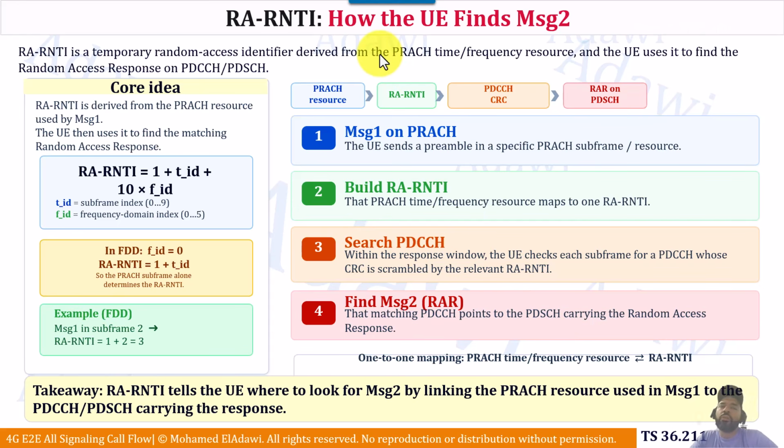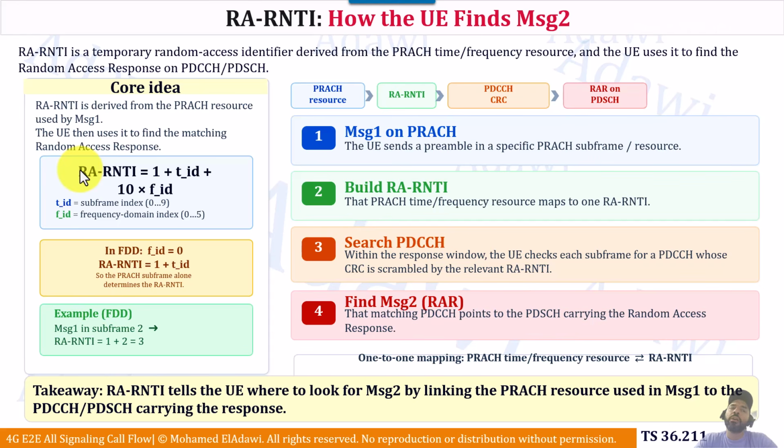The core idea of RA-RNTI, or Random Access Radio Network Temporary Identifier, is that it is calculated or derived from the preamble in a specific RACH subframe and resources. For example, whenever the user is going to initiate message 1, he already knows at what frequency, at what subframe, and what the duration is, right? Especially the subframe and the frequency, correct?